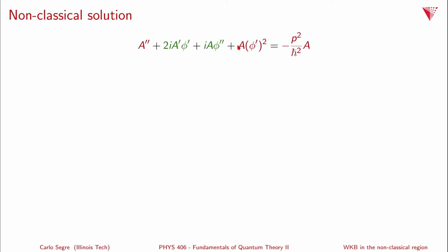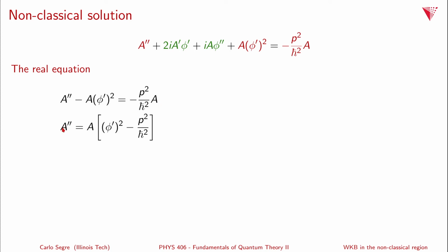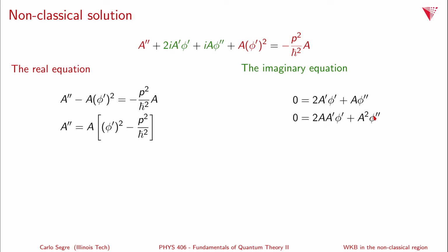So we have the red for the real equation, the green for the imaginary equation. The real equation, as before, becomes A double prime minus A times phi prime squared is equal to minus p squared over h bar squared times A. Or A double prime is equal to A times the quantity phi prime squared minus p squared over h bar squared. And the imaginary equation is 0 is equal to 2A prime phi prime plus A phi double prime. We multiply by A on both terms, and we get 2A A prime phi prime plus A squared phi double prime, and this is an exact derivative of A squared phi prime.